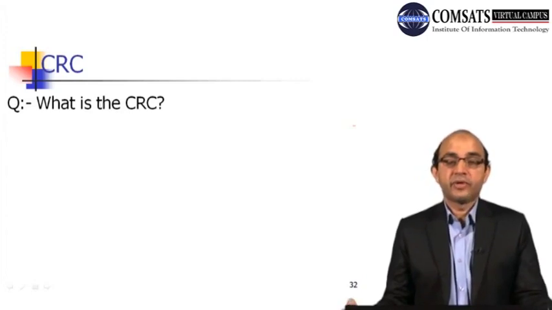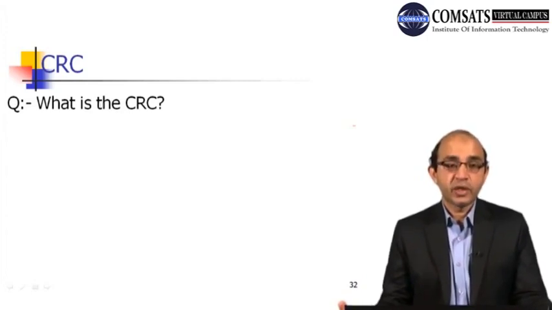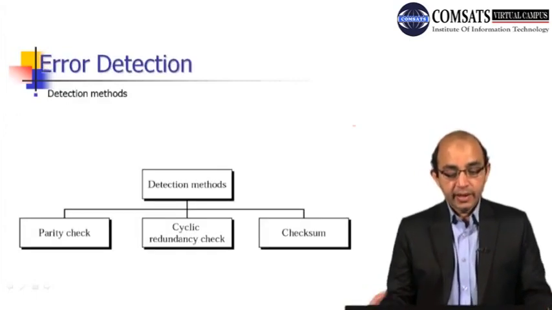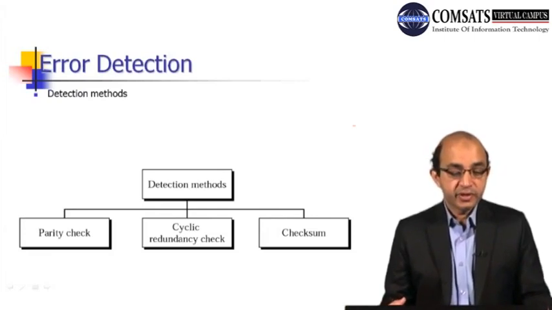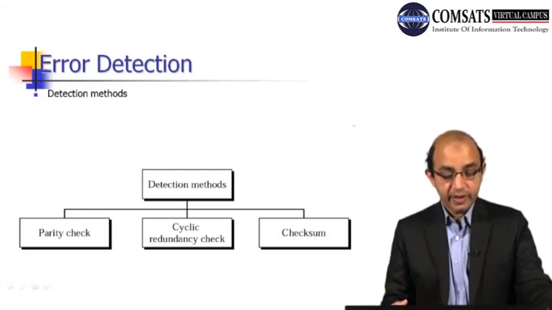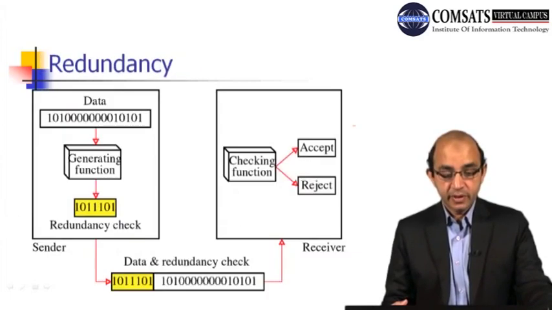So now we have a review question from CRC. What is cyclic redundancy check? So here again I've mentioned detection methods. So you can see detection methods. We have parity check, CRC, and checksum.